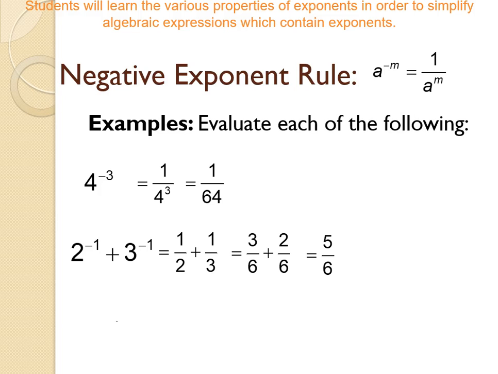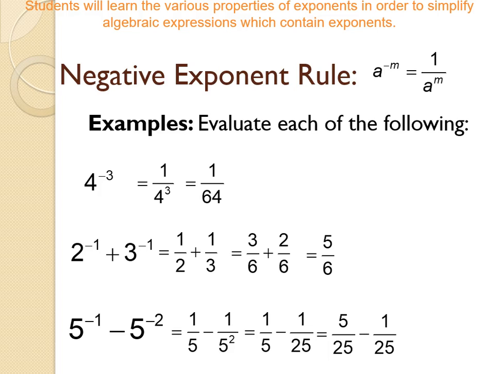Then I have 5 to the negative 1 minus 5 to the negative 2. 5 to the negative 1 is 1/5. 5 to the negative 2 is 1 over 5 squared. 5 squared is 25. Common denominator is 25, so that's 5/25 minus 1/25, which is 4/25.